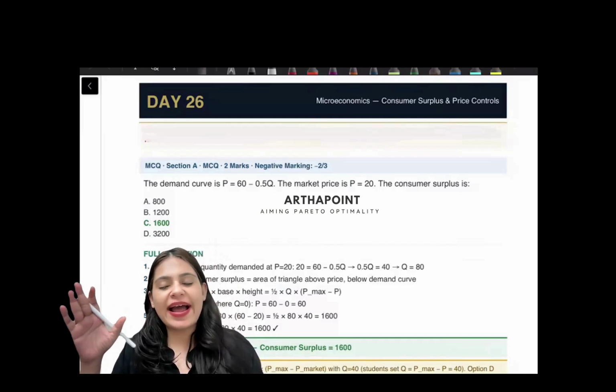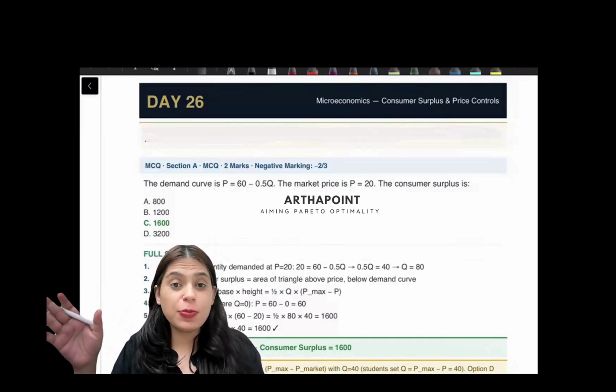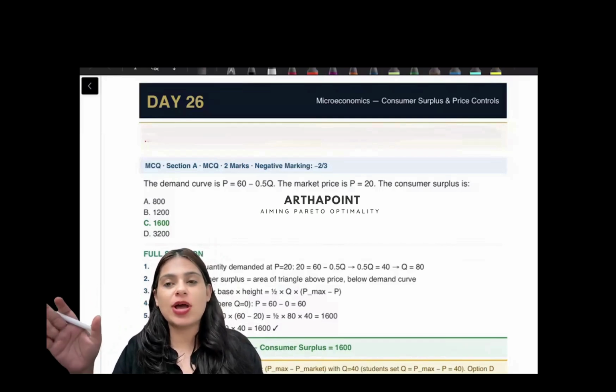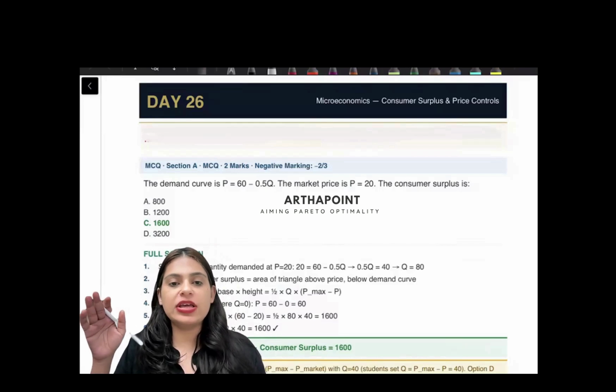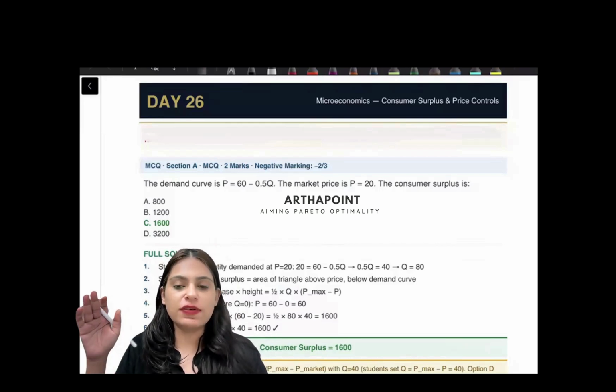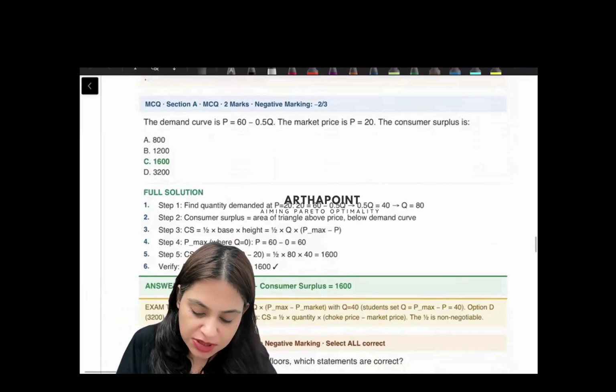MCQ, MSQ and NAT based questions. The idea is to help you prepare for upcoming IIT JAM and GATE economics exam. Let us look at the first question for the day. You're given a demand curve and you're given market price. You have to find the consumer surplus.